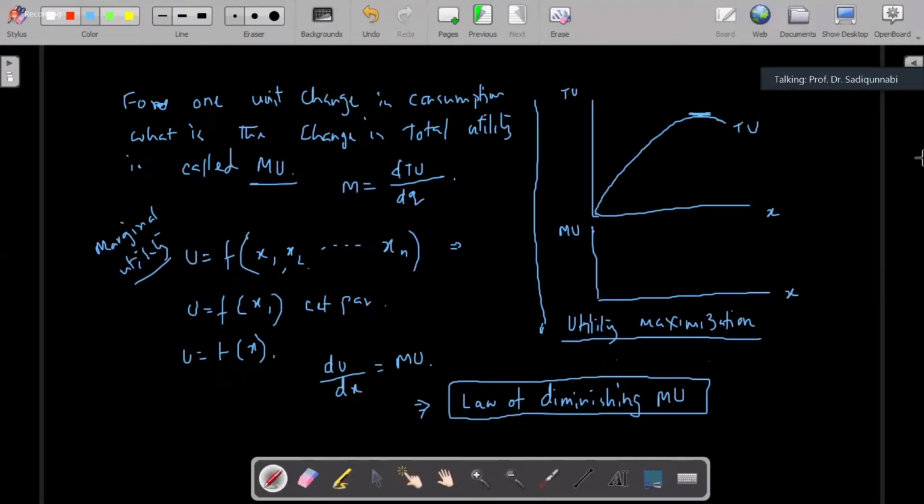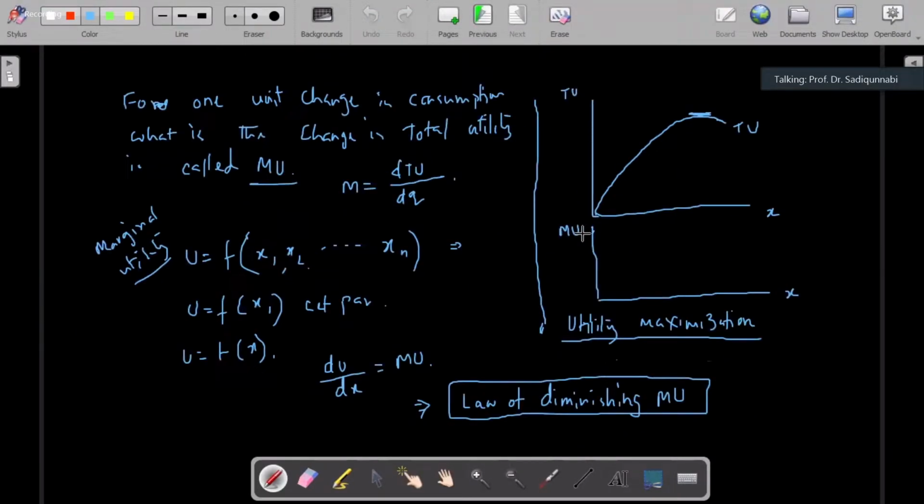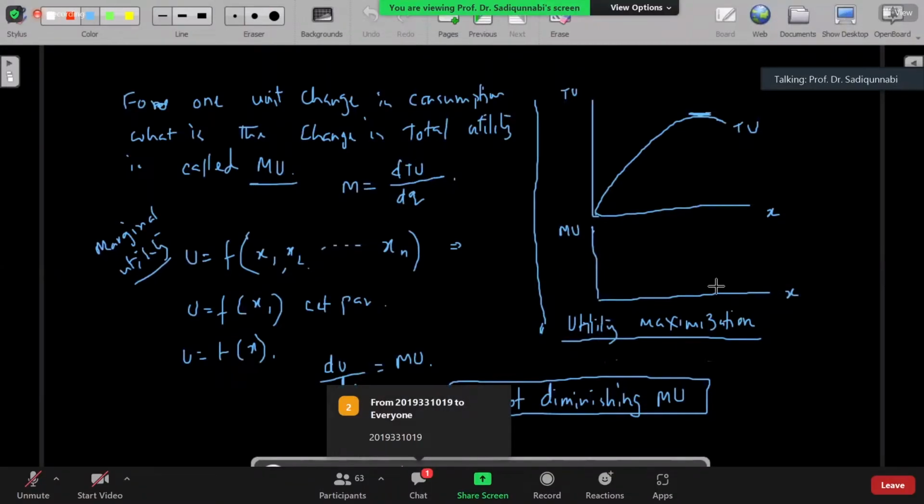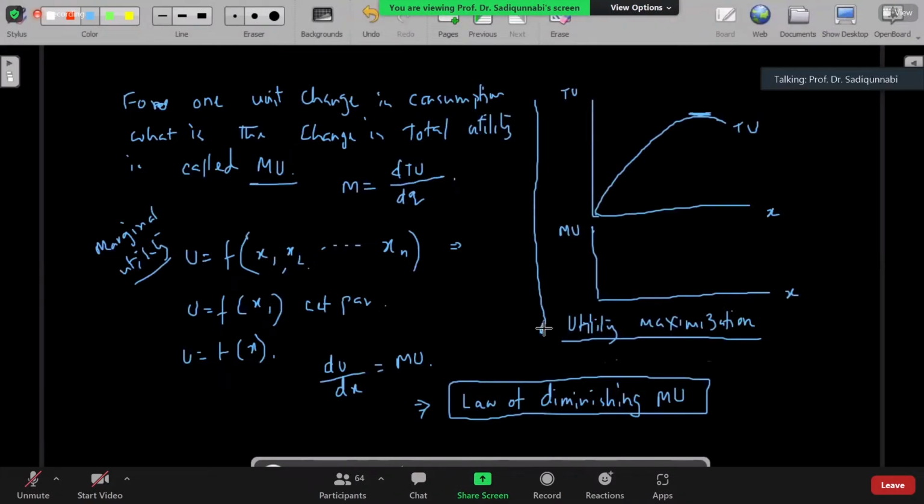Why downward sloping? Because in the data set, we have seen that marginal utility is 10, 9, 8, 7. So it is downward sloping. What is the law? Law of diminishing marginal utility. That's why it is downward sloping. Okay. Now, how can we draw this graph? I cannot draw it downward sloping like this, or like that, or like this. How can we draw? It is following a rule.